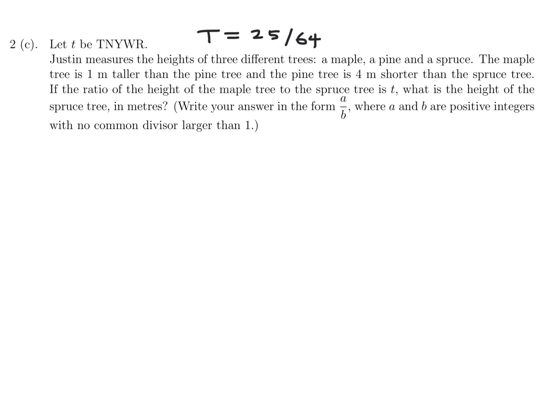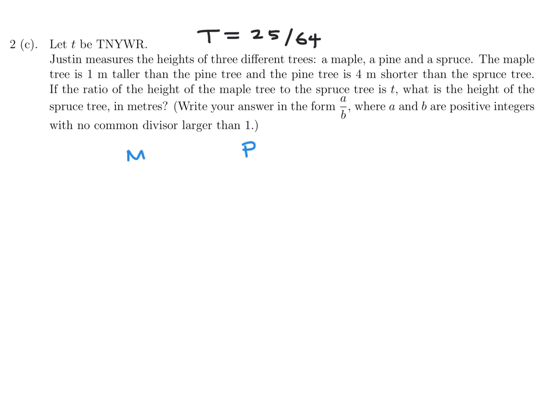Justin measures the heights of 3 different trees: maple, pine, and spruce. The maple tree is 1 meter taller than the pine tree. The pine tree is 4 meters shorter than the spruce tree. If the ratio of the height of the maple tree to the spruce tree is t, what is the height of the spruce tree in meters?